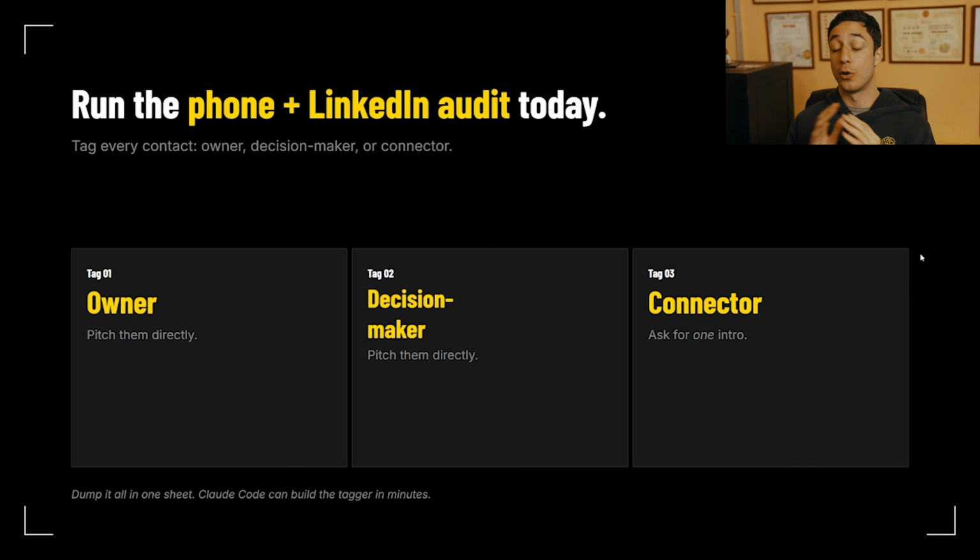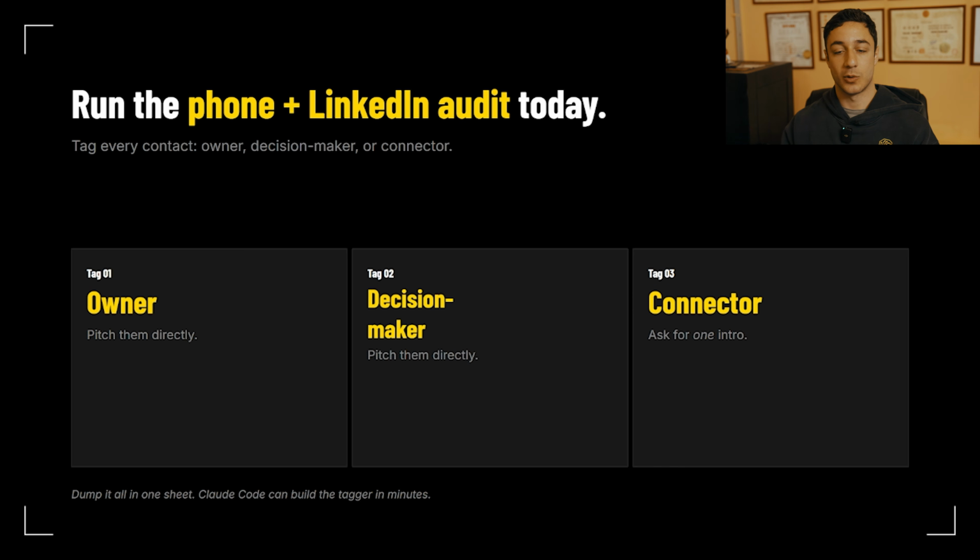Simple as that. All you really need to do is grab your phone, open up your LinkedIn or whatever you use, Instagram maybe if you have more people on there. Tag every single contact that you have based on owner, decision maker, or connector. And if they're an owner, you pitch them directly. If they're a decision maker, you pitch them directly. If they're a connector, you ask for an intro to a decision maker or an owner. Most of the time, it's the same.